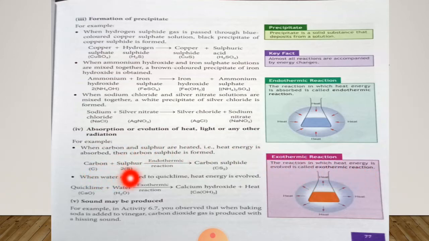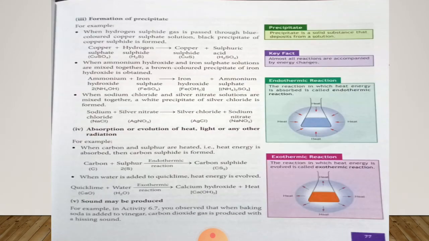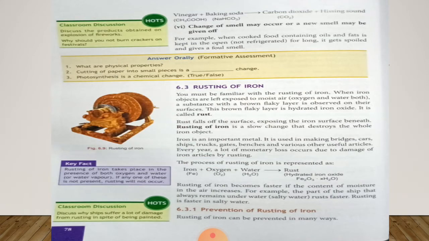Now sound may be produced. For example, in activity 6.7, you observed that when baking soda is added to vinegar, carbon dioxide gas is produced with a hissing sound. Here you can see the previous reaction, that when vinegar reacts with baking soda, it forms carbon dioxide, and carbon dioxide is released with a hissing sound from the test tube.